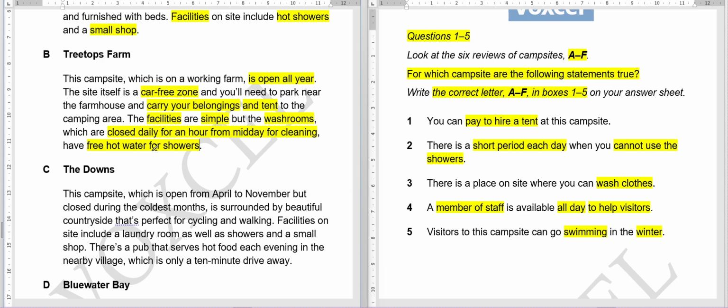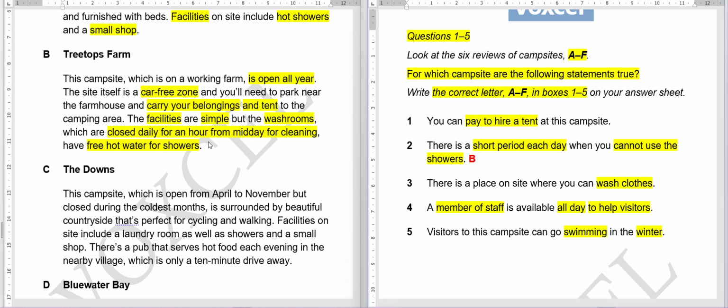Okay, time's up. Let's read the questions together. First, you can pay to hire a tent at. Is there any information about paying to hire a tent? Nope, so this is not our answer. Second, there is a short period each day when you cannot use showers. Is there any mention of this? Yes, this is our answer.